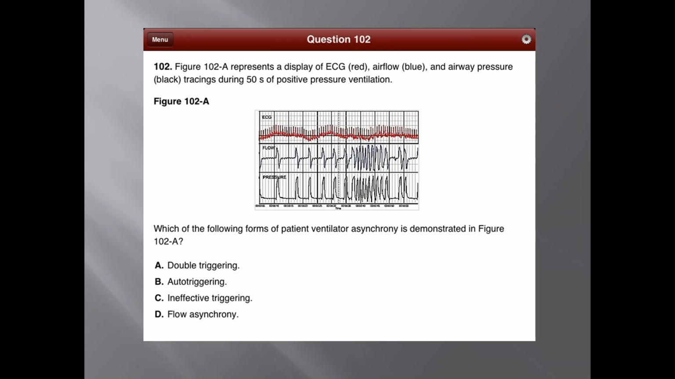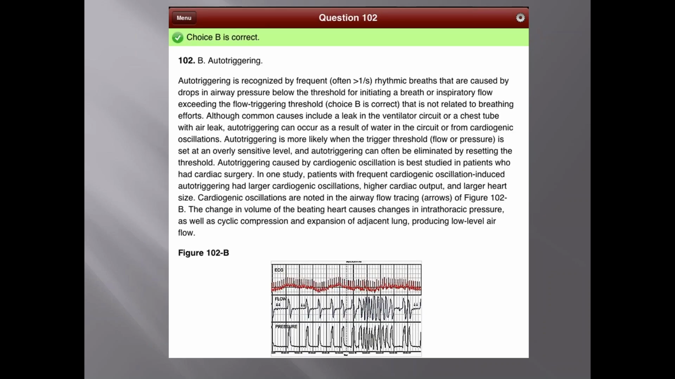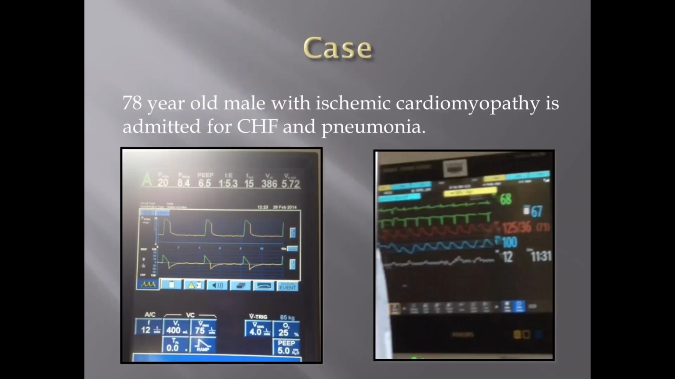Okay, auto triggering. Consecutive, it's rhythmic, and it's rapid, right? So it's probably that something in the patient or something in the circuit is triggering the ventilator to fire like that, right? And in this case, they're showing you the EKG, which is probably the heart rate. So it's frequent rhythmic breaths caused by drops in airway pressure below the threshold to initiate a breath, or inspiratory flow exceeding the flow triggering threshold. And it's not related to the patient.